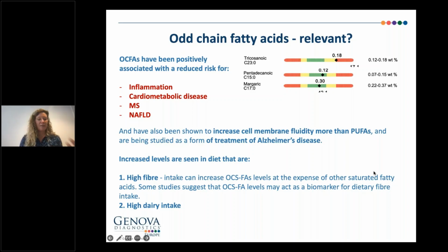And as I mentioned, increased levels are seen in diets that are high in fiber. So intake of fiber can actually increase odd chain fatty acid levels at the expense of other saturated fatty acids. Some studies suggest that odd chain fatty acid levels may actually act as a biomarker for dietary fiber intake. And then finally, increased levels are also seen in diets that are high in dairy as well.